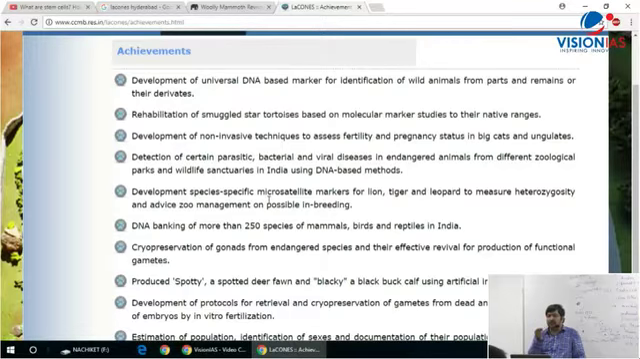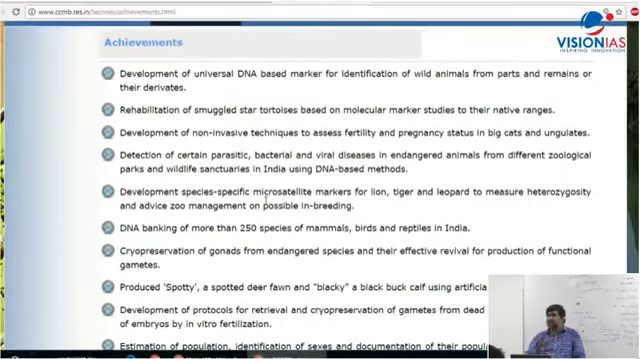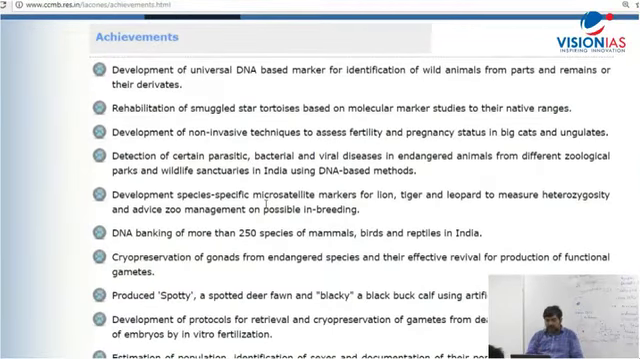Tissue culture, you know, tissue culture plant. We can regrow the plant, same type, clonal population. Again, that is a method of propagation, at the same time conservation. So they are trying all this. Now, this is what you see here. DNA banking of more than 250 species of mammals, birds and reptiles in India. This has already been completed.